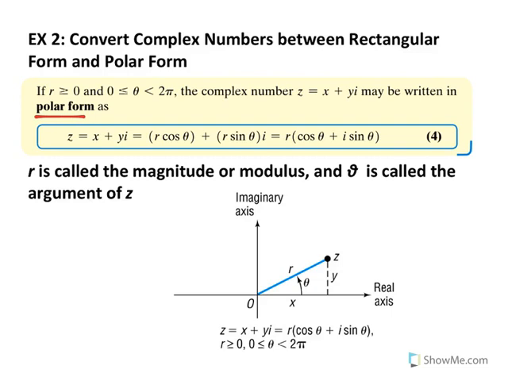So just know that z equals x plus yi. This is our rectangular form, and then we just split it up into r cosine theta plus r sine theta times i, which we can simplify to this form here, and that's the form they use most in this section. Note that r is the magnitude or the modulus, and theta is called the argument of z, and that should answer some definition questions for you.